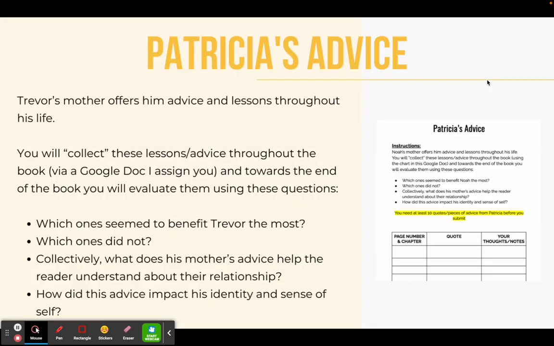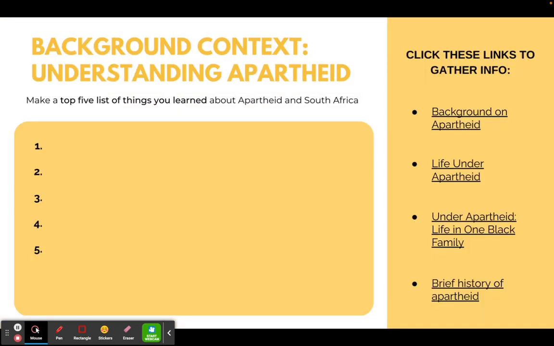One of the assignments that you'll be doing in addition to the weekly Google Slides and then the summative project at the end is called Patricia's Advice. So Trevor's mother, her name's Patricia, she offers him lots of advice and lessons throughout his life. He talks a lot about her in his book because she is a massive figure in his life, and you're going to kind of collect these lessons by just jotting down a few notes in this Google Doc. So you're going to see this. I'll show you in Canvas later.